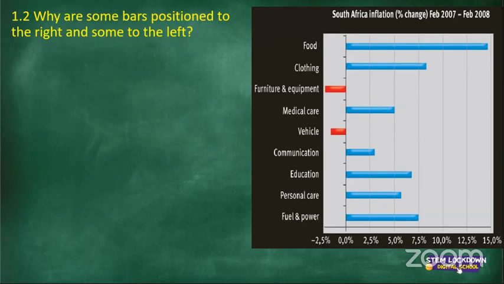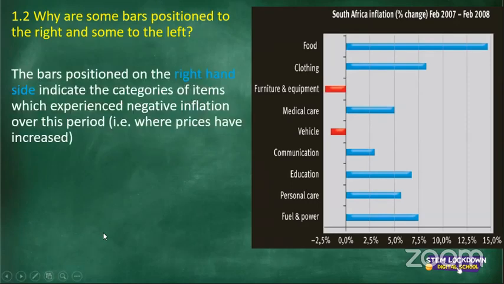Yes, thank you so much, Tsepang. That's true. A negative inflation rate to the left means the prices have decreased. So the bars, there's the full answer here, but we've already answered it together, right?